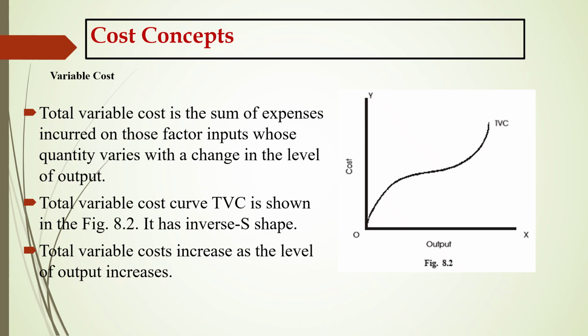Now the total variable cost curve, you can see TVC, total variable cost, is shown in the figure. It has an inverse S shape. So total variable cost increases as the level of output increases. So here again I will give you an example. The example of variable cost is raw materials.